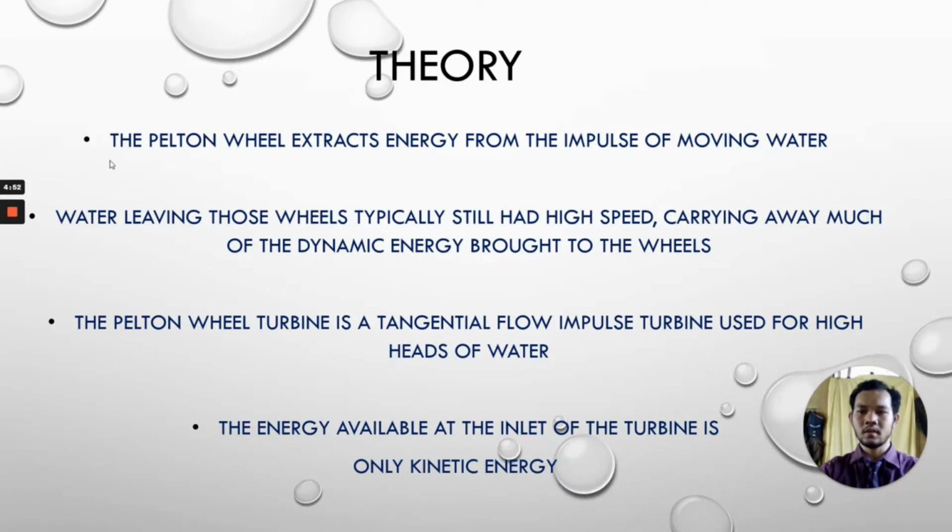Now I will continue with chapter 2, which is the theory. The Pelton wheel turbine extracts energy from the impulse of moving water. Water leaving the wheel is typically still at high speed, carrying away much of the dynamic energy brought to the wheel. The Pelton wheel turbine is a tangential flow impulse turbine used for high head of water. The energy available at the inlet of the turbine is only kinetic energy.